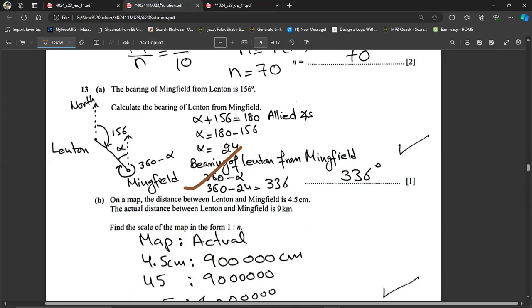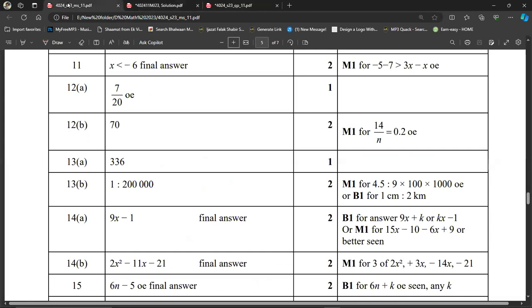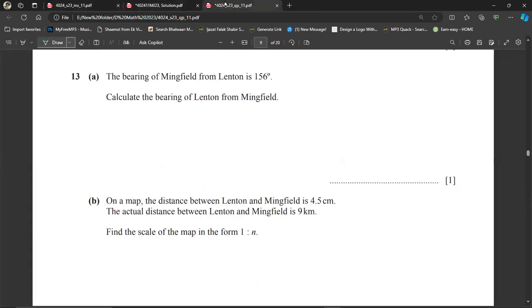The bearing is measured from the north, going clockwise to that road. Clockwise, this is important. 336 degrees. So that answer is right.